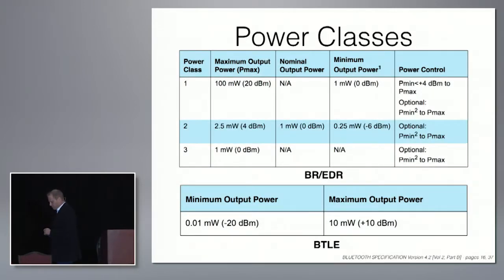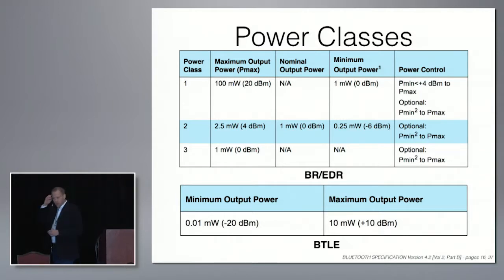Power classes. With basic rate enhanced data rate Bluetooth, there are 3 different power classes. Class 1 is 100 milliwatts, Class 2 is 2.5 milliwatts, and Class 3 is 1 milliwatt. Obviously, this is extremely important in your environment, because if you've got headsets that are blasting away at 100 milliwatts and killing the spectrum, look into that. Can you adjust that output power? Does it really have to be Bluetooth? Understand the use case and understand what is really needed for that device to be transmitting at.